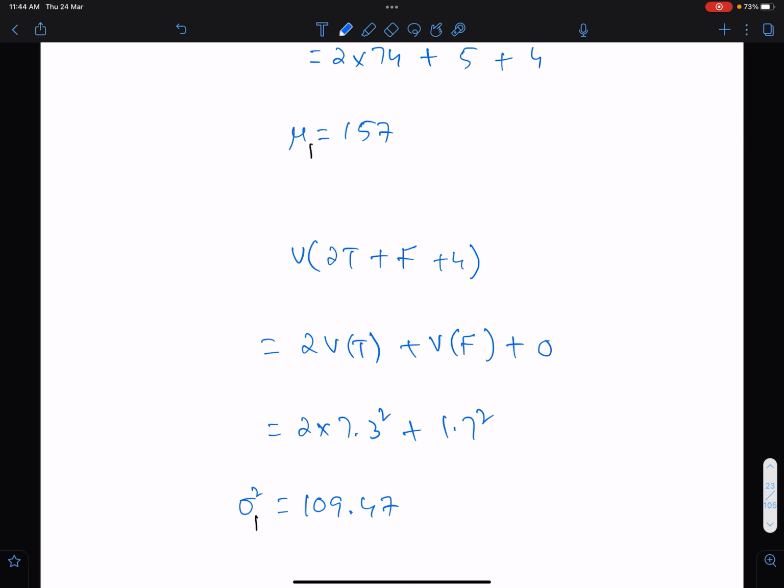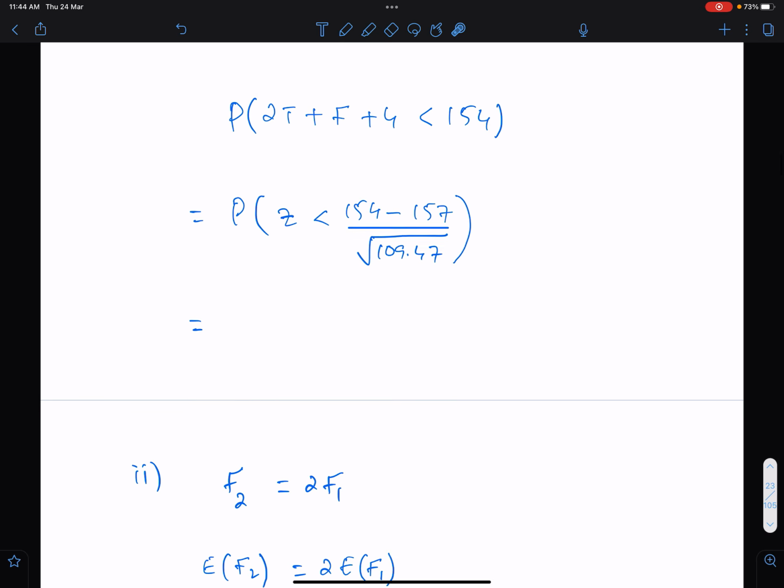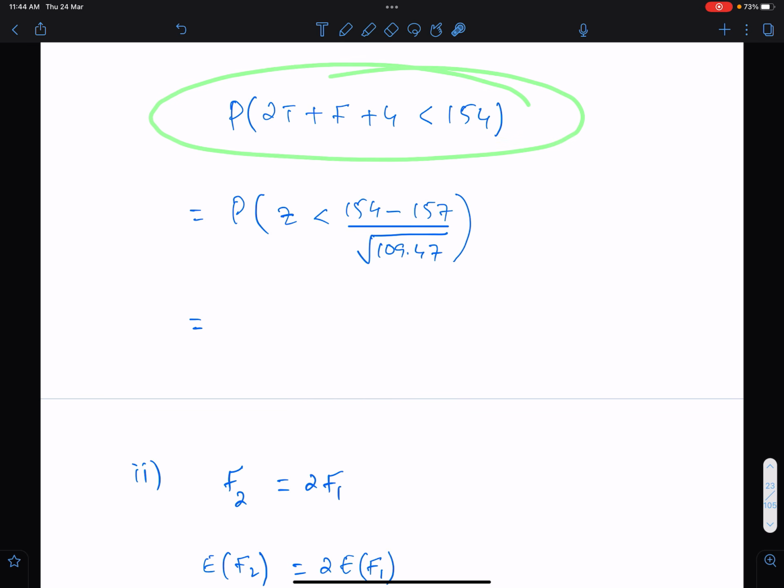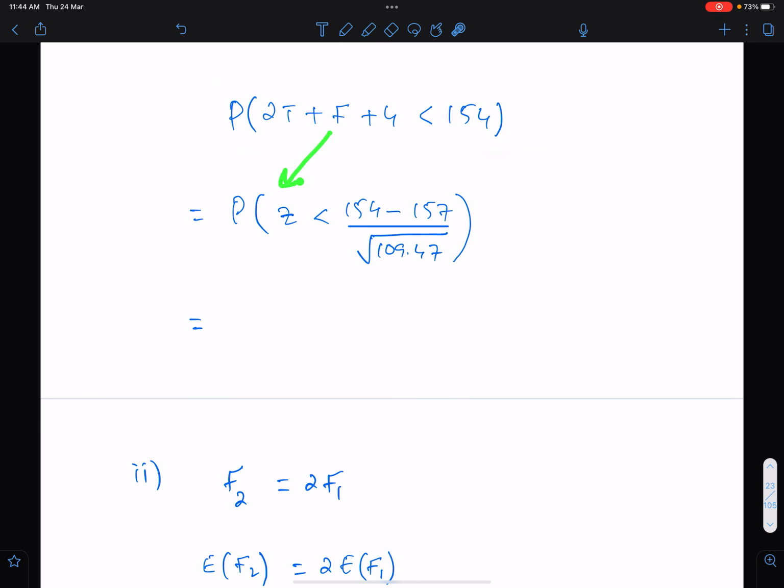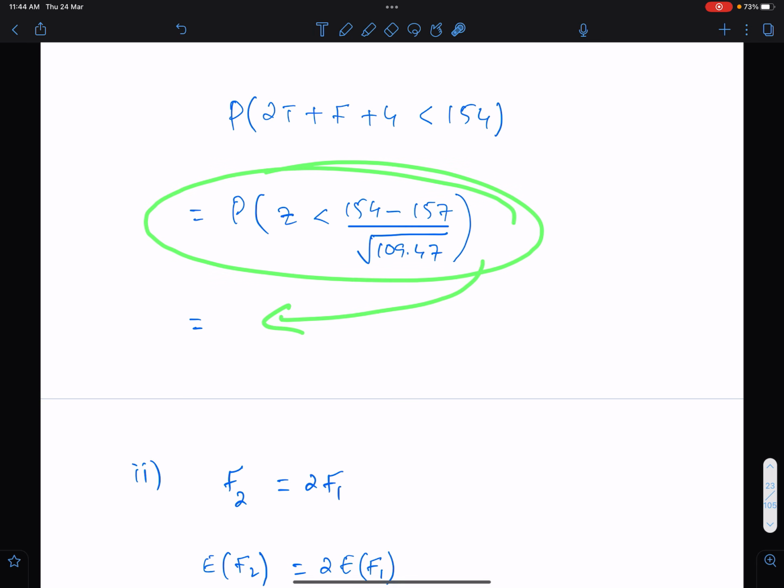Now variance of car 1. Don't square this 2 because this 2 is not multiple of this T. Just copy those 2 as it is. So 2 times Vt, Vf, and variance of constant is always 0. So this is the variance of total time of car 1's journey. Since we need this probability, so convert this statement into Z: 154 minus mu over under root sigma square. You can simplify this yourself and complete this part yourself.